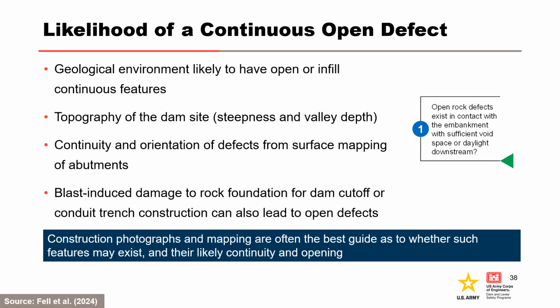When evaluating the first node of the event tree, consider the following factors. Is the geological environment likely to have open or infilled continuous features? What is the topography of the dam site? What's the steepness and what's the valley depth? What is the continuity and orientation of the defects from surface mapping of the abutments?